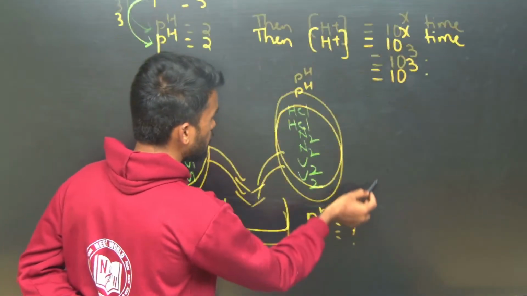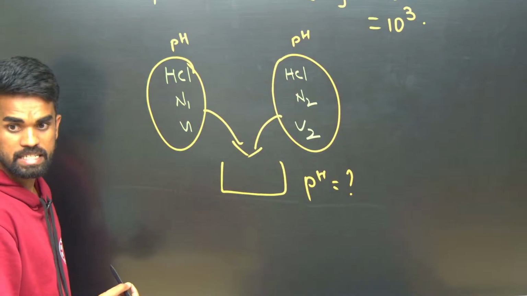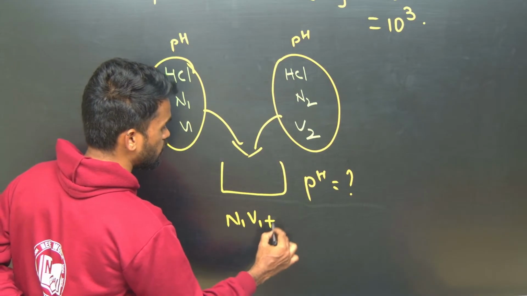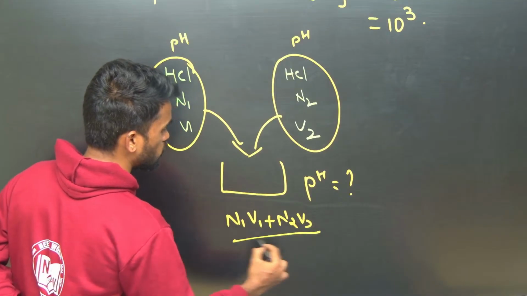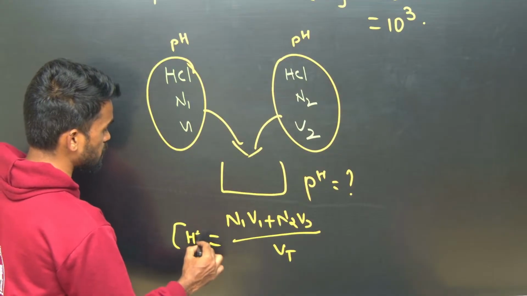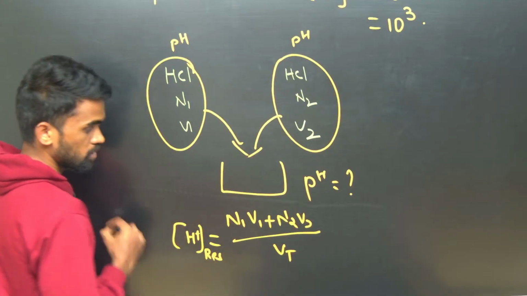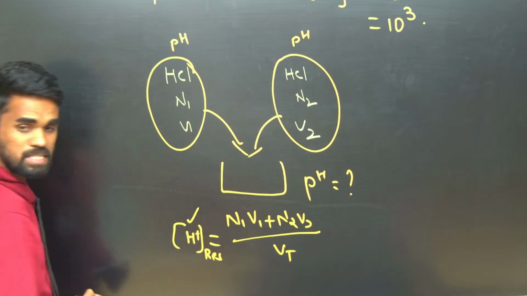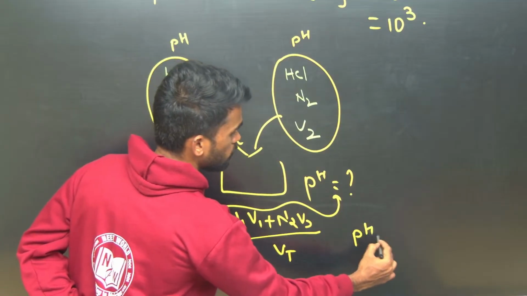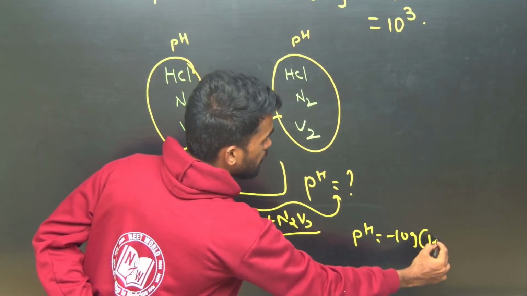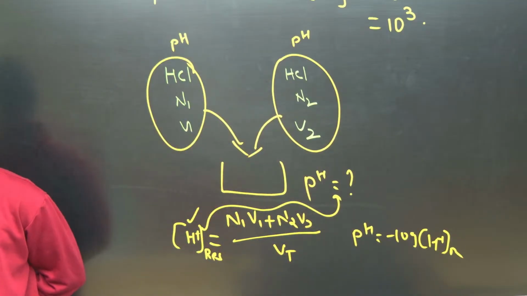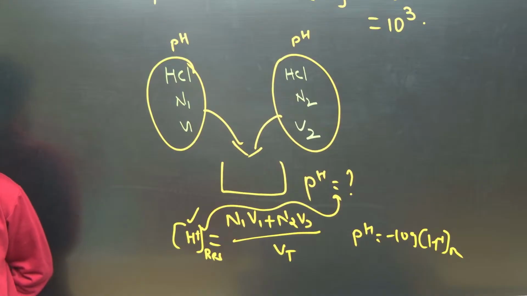First of all, you need to find the resultant H plus ion concentration. Using the N1V1 formula, (N1V1 plus N2V2) by V total, where V total is V1 plus V2, this gives the concentration of H plus ion for the resultant solution. Once you have the resultant H plus ion concentration, you put it here. So pH will be minus log concentration of H plus ion for this resultant. That will give you the resultant pH. Okay, is this clear? Right.